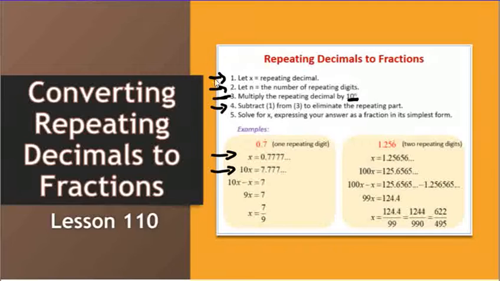The next step is to subtract the first equation, x equals 0.777, from 10x equals 7.777. And when you do that, you end up with 9x equaling 7. Solve for x by dividing by 9. There's your fraction. You can always double check that, because if you did 7 divided by 9, you would get 0.7 repeating.